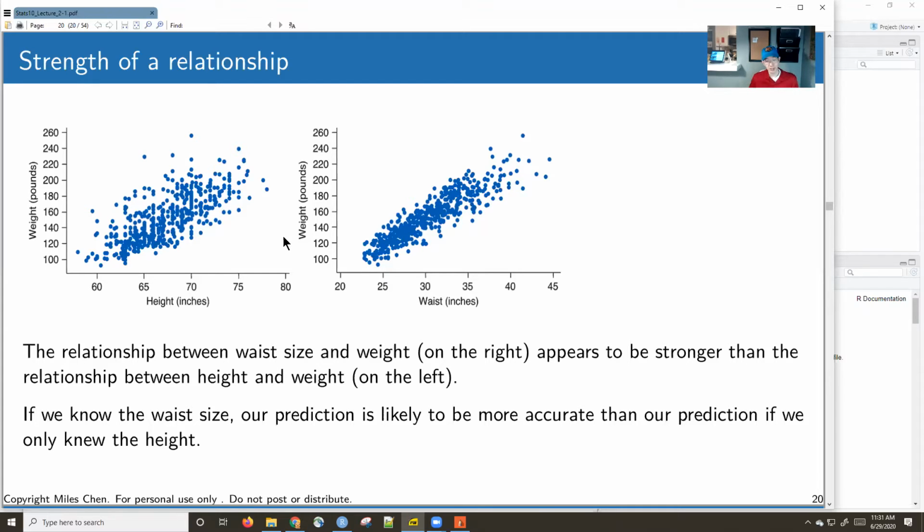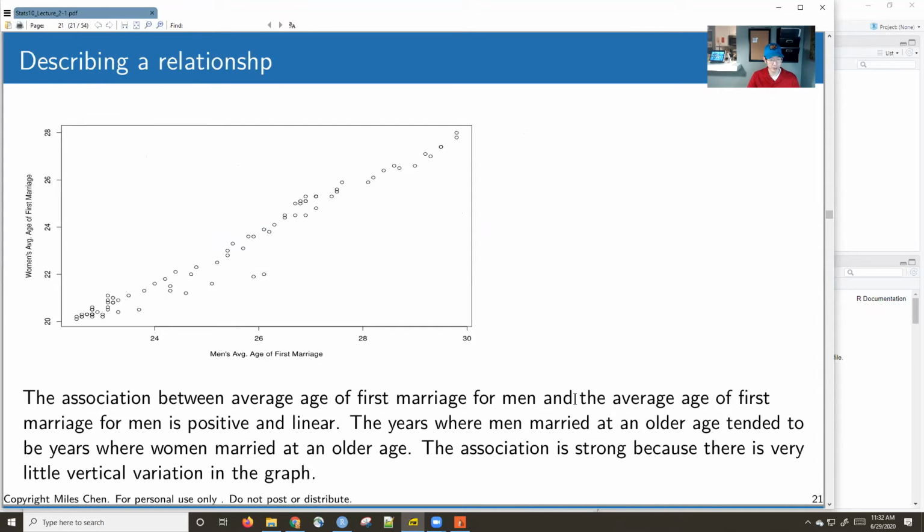In both cases, you have a positive relationship and it looks to be a linear relationship, in that larger waists are associated with greater weight, smaller waists with less weight, or higher height is associated with higher weight, and lower height associated with lower weight. But there's a difference in the strength here. Okay, so both have linear relationships, both have positive directions, but different amounts of strength.